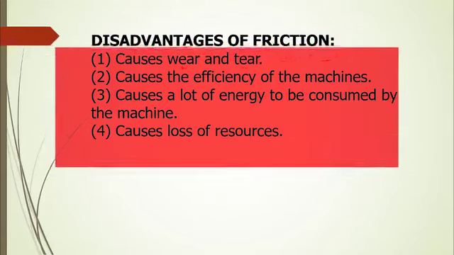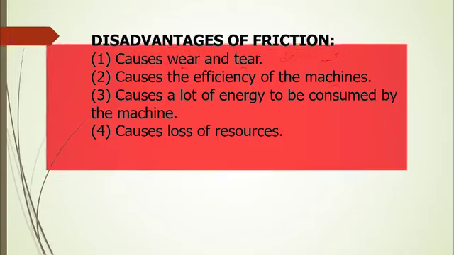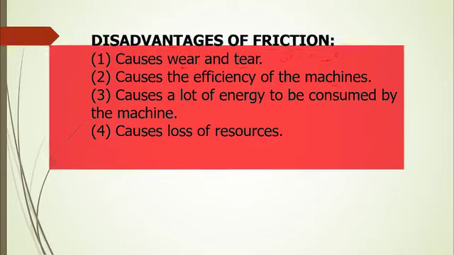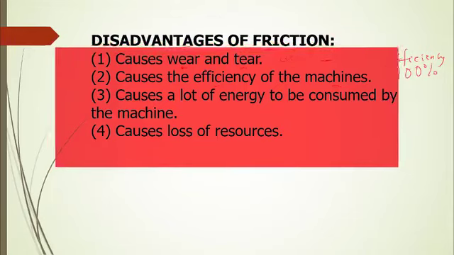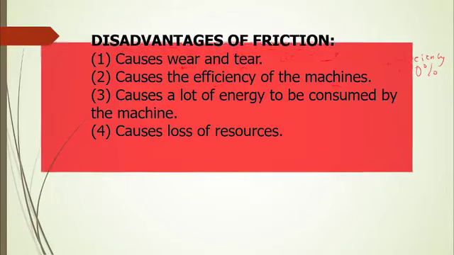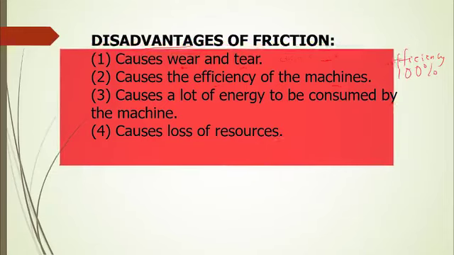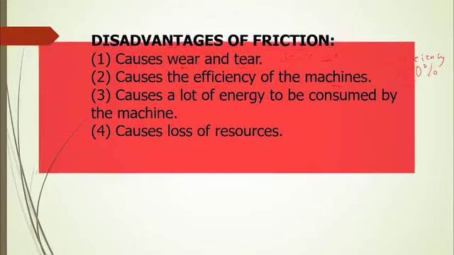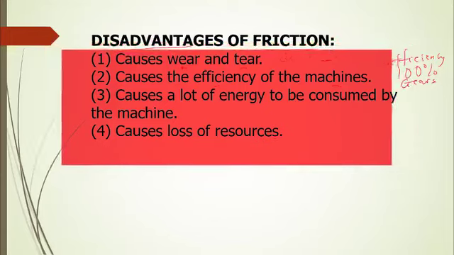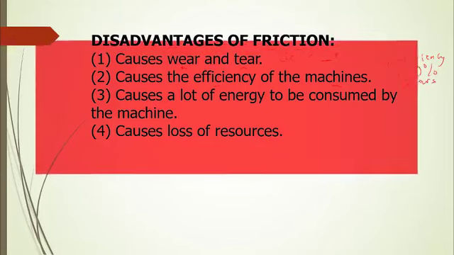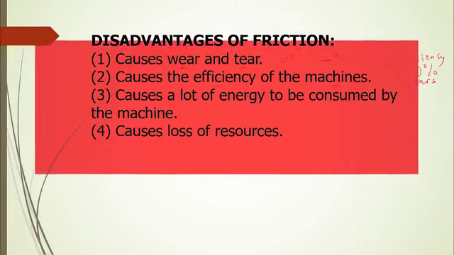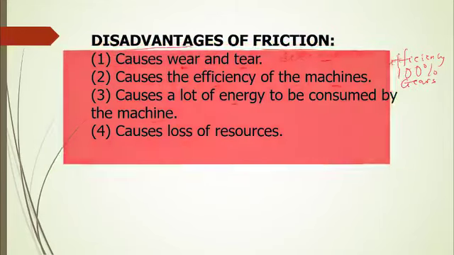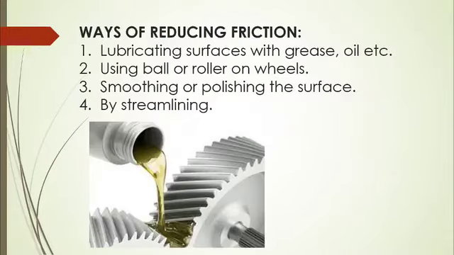Number 2 is that it affects the efficiency of machines. It causes deficiency in machines. And that is why when we come to machines, we say no machine is 100% efficient. The reason for that is because some energy is lost in the process of trying to move the parts of the machine, together with the wheels that are moving. Energy is lost in the form of heat. So no machine is 100% efficient because of friction. Number 3 is that it causes a lot of energy to be consumed by the machine. And number 4 is that it causes loss of resources.